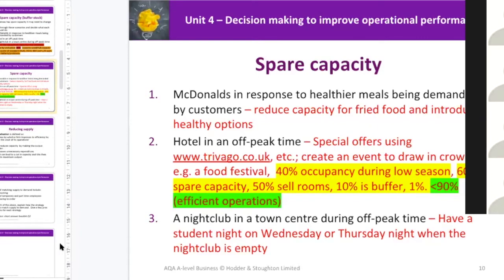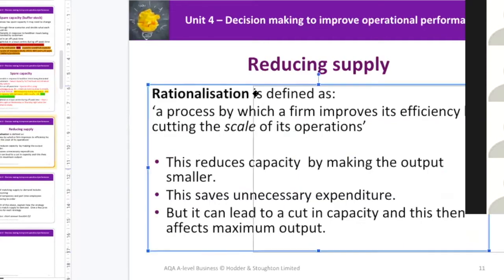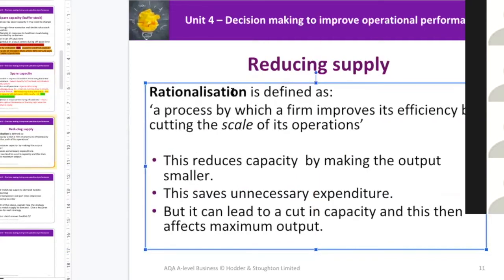Okay. So if we're okay with spare capacity, I'm going to move on to another small concept. It's very simple, but very quickly. This is called rationalization. This is one way we can reduce our supply. Most companies are now using rationalization. So what do I mean? It's basically cutting the scale of operation.